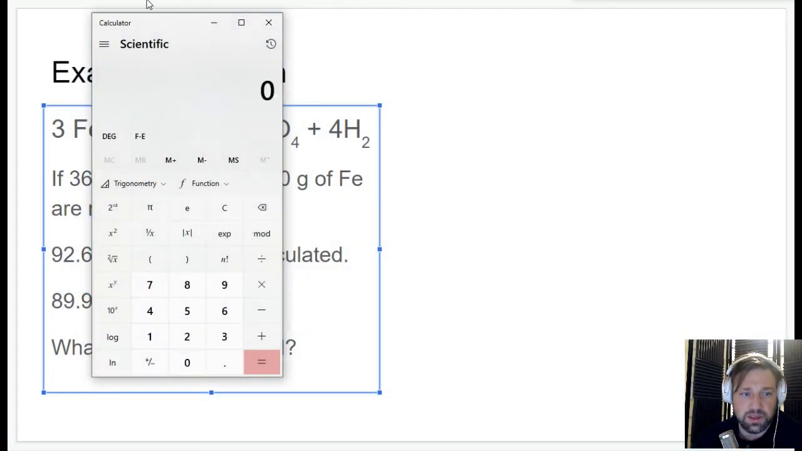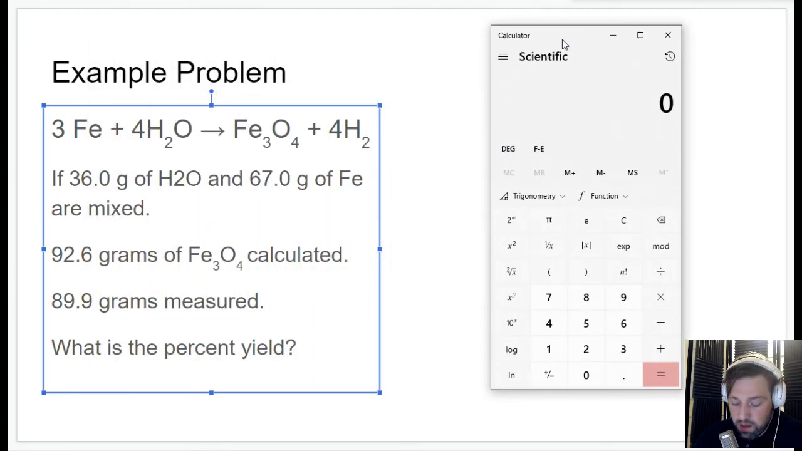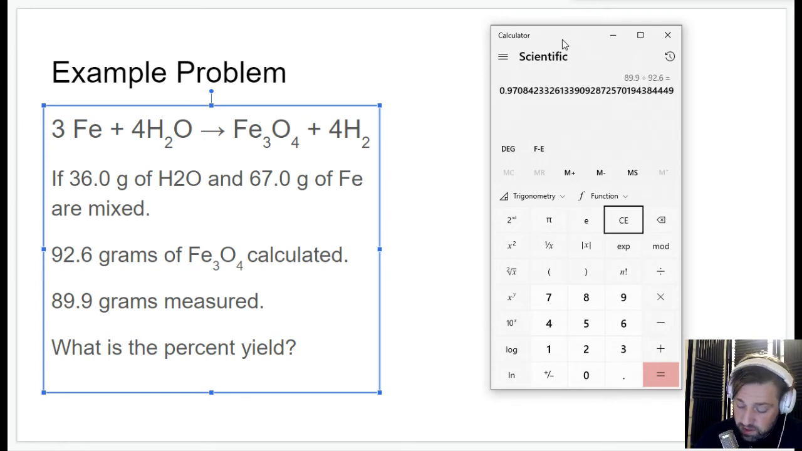Okay, so something's amiss there. What's the percent yield? It's pretty easy. 89.9 divided by 92.6 times 100, 97% efficiency, 97% yield. That's pretty good, actually.